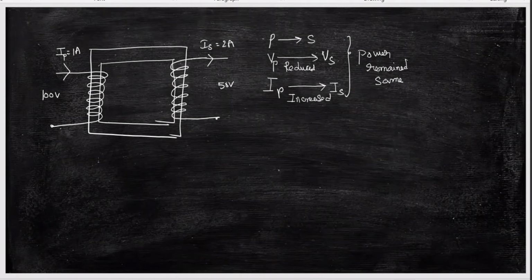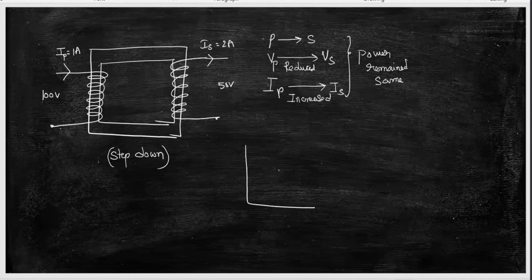Then this type of connection is called a step down transformer. Why am I calling it a step down transformer? With respect to voltage, I have to tell this step down or step up. From 100 volts to 50 volts, it is getting reduced. So I call it a step down transformer. So if I want to write the step up transformer, then what will happen?